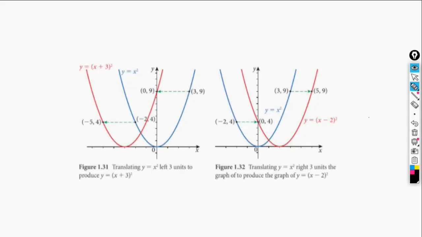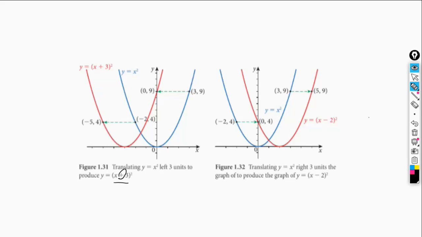Next, we're going to see the concept of horizontal translations. So for instance, if you want to translate or move x squared 3 units to the left, you would have to rewrite that as x plus 3 squared. So in this case, this is only going to affect the x coordinate. Now the interesting thing with the horizontal translations is that they move backwards, so to speak. So if you want to move it 3 units to the left, you have to make it x plus 3.